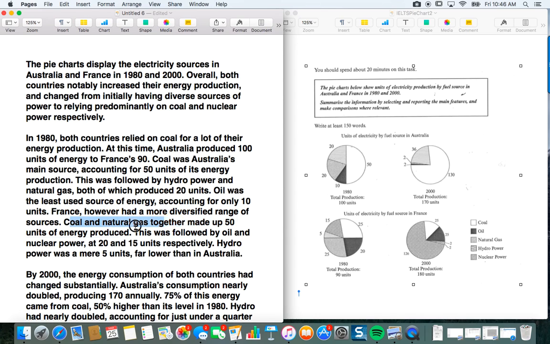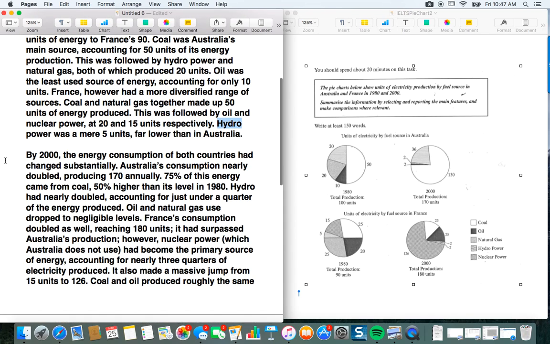Coal and natural gas together made up 50 units of energy produced. So I'm running out of time here, so I've got the trend and data in one sentence. This was followed by oil and nuclear power, good trend, at data, 20 units and 15 respectively. Hydropower was a mere, there's a nice vocab word for you, a small 5 units, far lower than that in Australia. So again, hydro is pretty substantial here, but it's almost nothing here in France. So again, nice comparison. Far lower than in Australia. That is hydro.